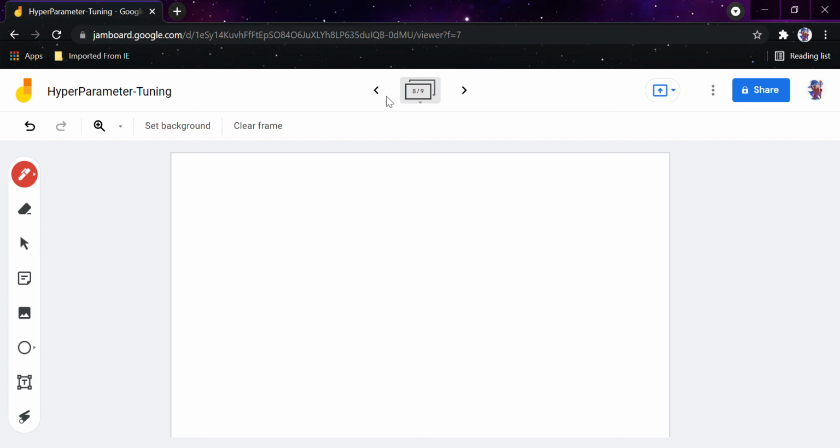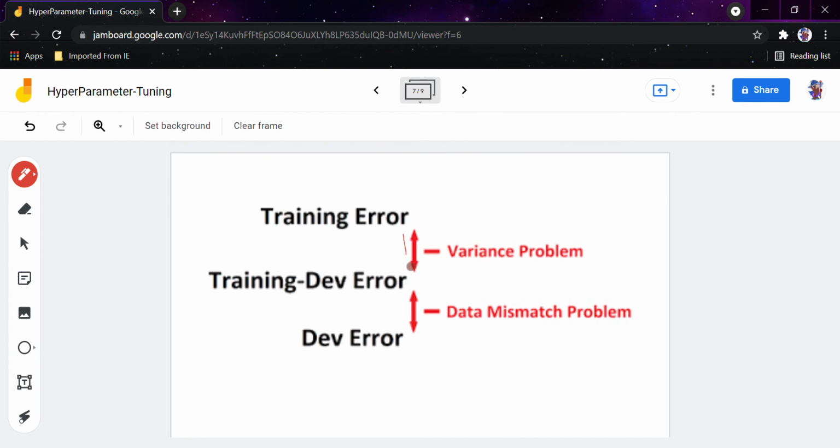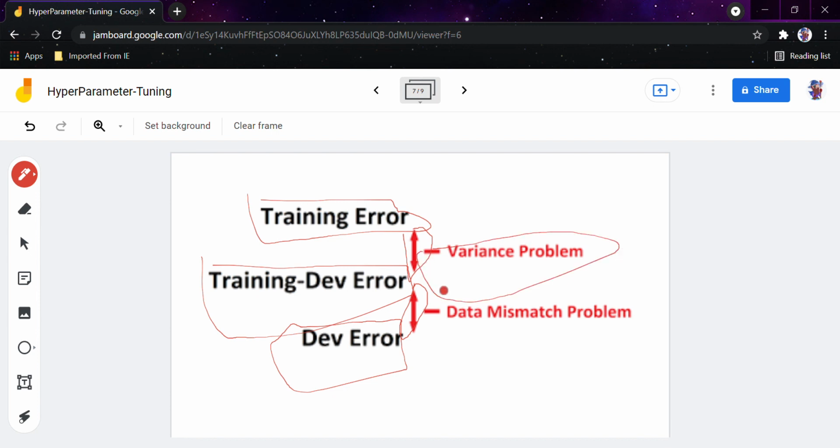This is particularly for making sure of the errors between the sets. This is the training error that you are getting, this is the train-dev error, and this is the dev error, the development error. This gap is the variance problem between the sets, and this is the data mismatch problem, which is the major reason many times for algorithms and models performing poorly.